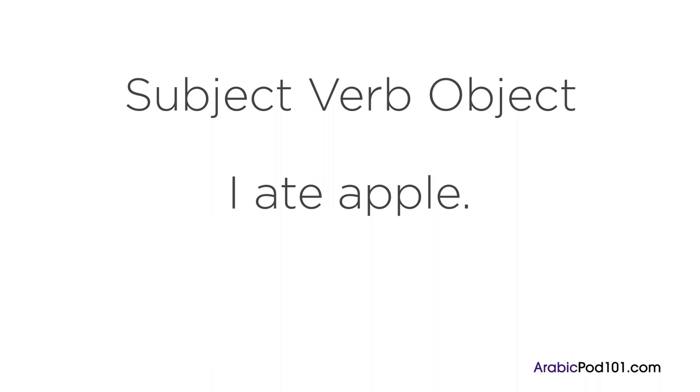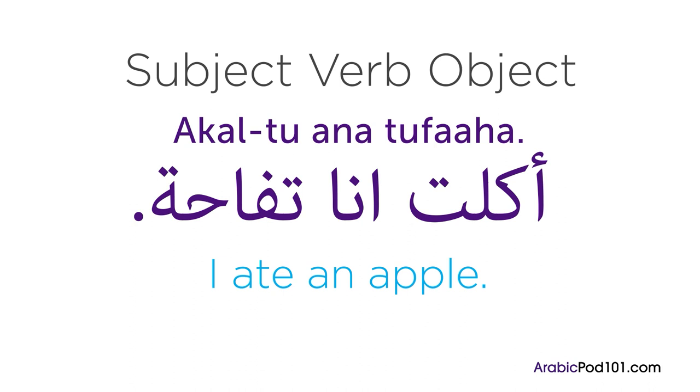Now, let's compare that same sentence, I ate an apple, in Arabic. أكلتُ أنا تفاحة. If we break down the Arabic sentence, we get the verb أكلتُ, which means ate, followed by the subject أنا, meaning I. And finally, we have the object تفاحة, meaning apple.